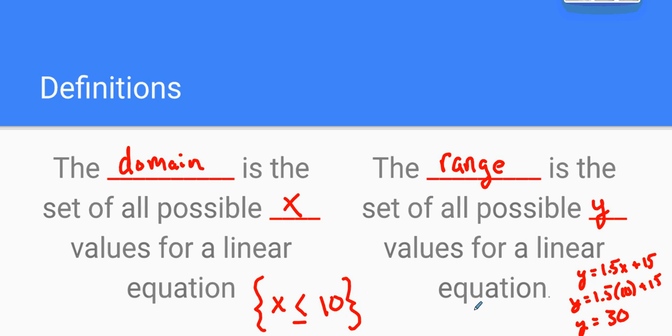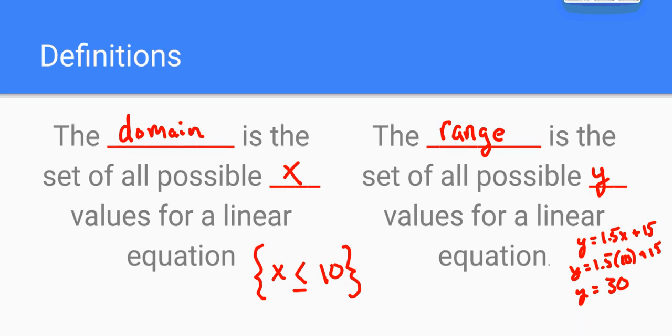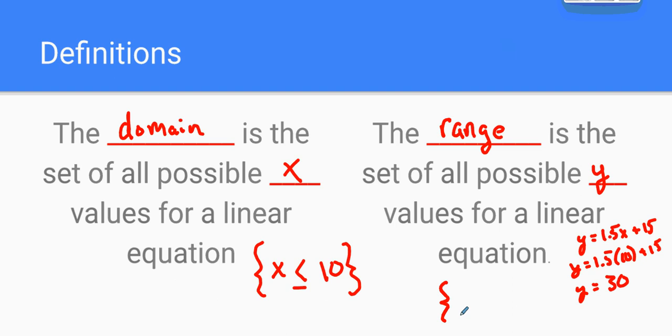So this is a situation where we're looking at this and saying, okay, based on this, our y values are going to fall between 15 and 30, because you're not going to pay any less than 15 or more than 30. You're going to pay 15 to 30. So that's mathematical speak for anywhere in that interval.